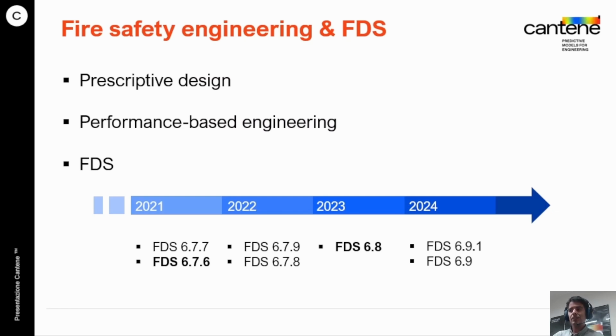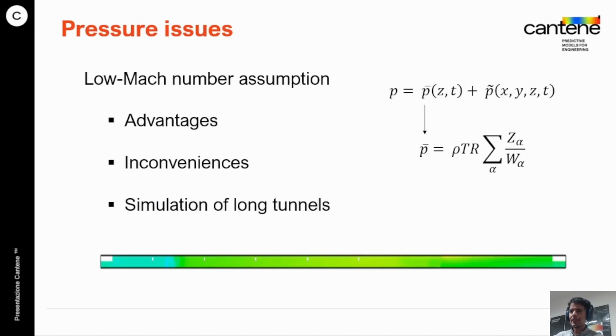And here's where FDS fills the gap, being an open source software in continuous development that simulates a wide variety of fire scenarios. Among the updates in the last 4 years, we particularly remark this one where the tunnel preconditioner was introduced and the 6.8 where the unstructured geometries were introduced. Continuously developing FDS also means issue solving.